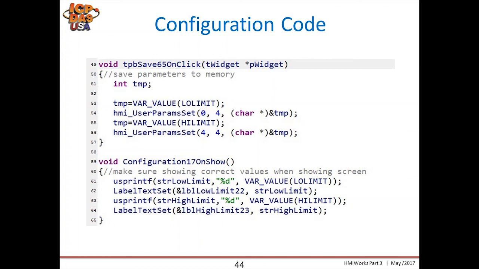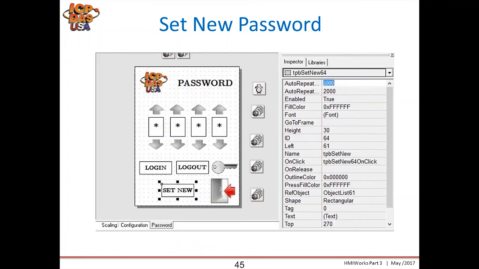For the configuration code, we need to add the instruction to write low limit and high limit text to memory when the Save button is pressed. When the screen is shown, we also need to print the current value of the text to the labels.